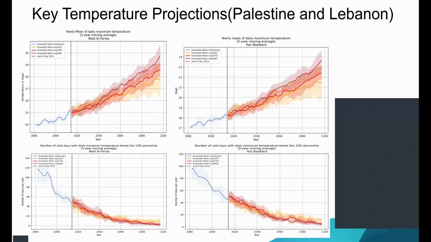This slide focuses on the key precipitation and drought projections for Wadi al-Faria in Palestine and Wadi Sir in Jordan. We represent all the 3 projection scenarios in red, orange, and yellow colors, and in light blue the historical simulation or baseline. So you can see that almost all the 3 scenarios agree on the high positive trend, or mainly the negative trend for the reduction of the cold days in both basins.